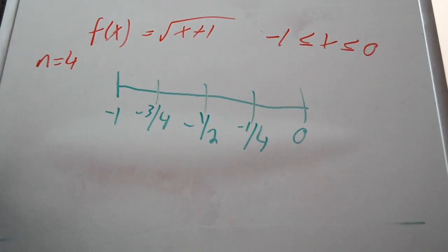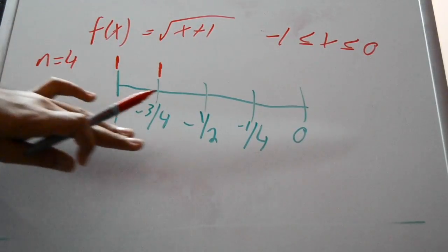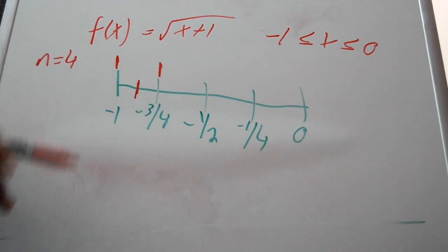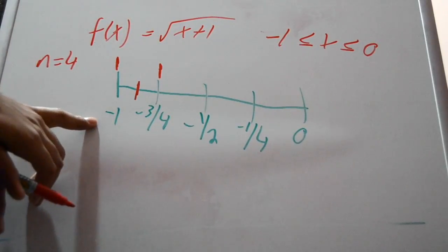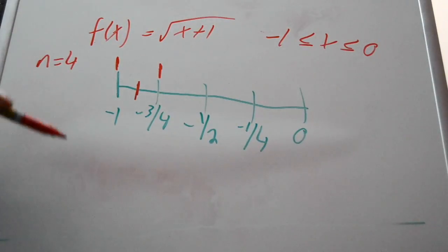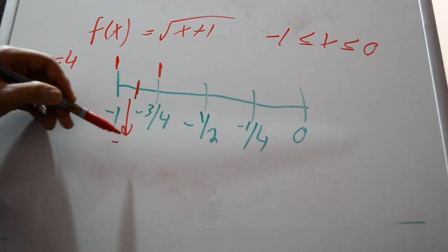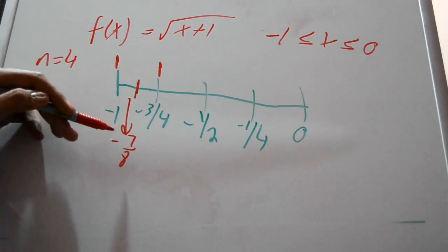It says use a midpoint, so this is where it gets a little bit tricky. You're like, okay, so what do I use now? You use your interval. So you go from this interval to this, negative 1 to negative 3/4. Use the midpoint here: negative 1 plus negative 3/4, divided by 2, which gets us negative 7/8. That's it. That's our point.